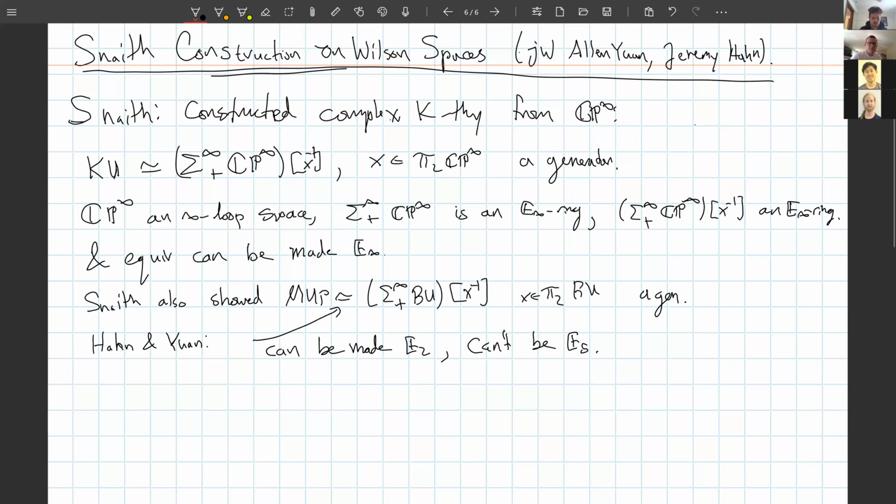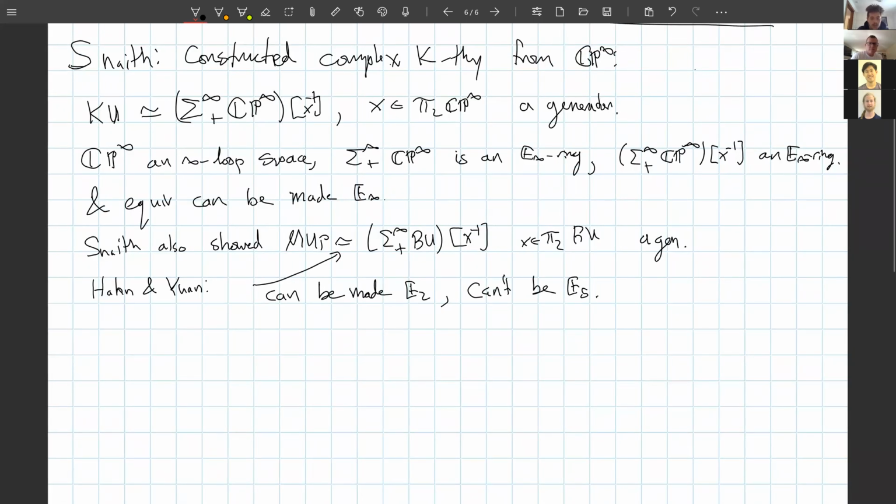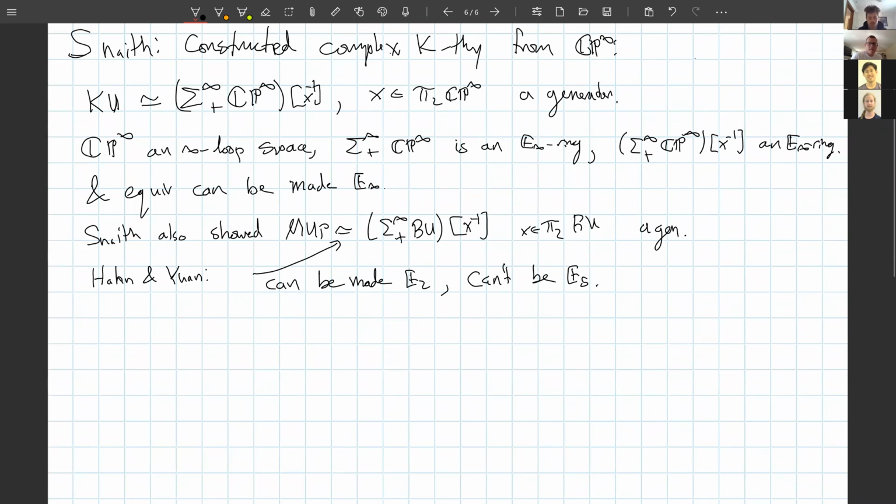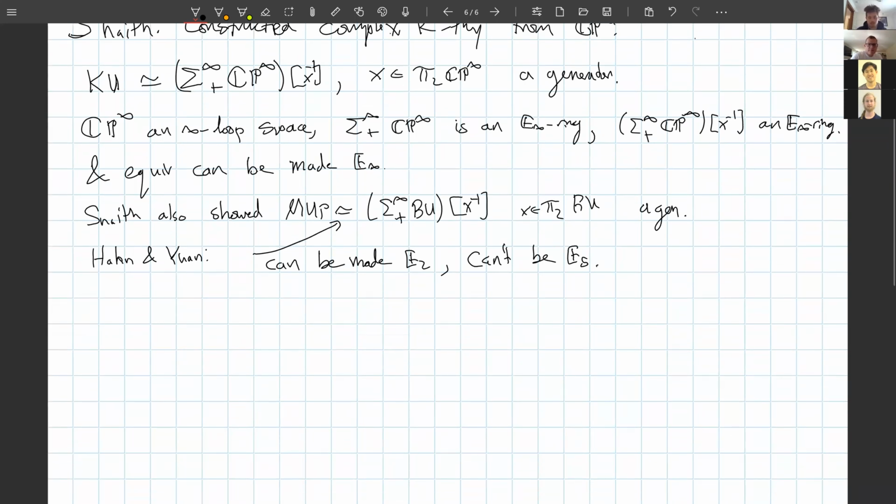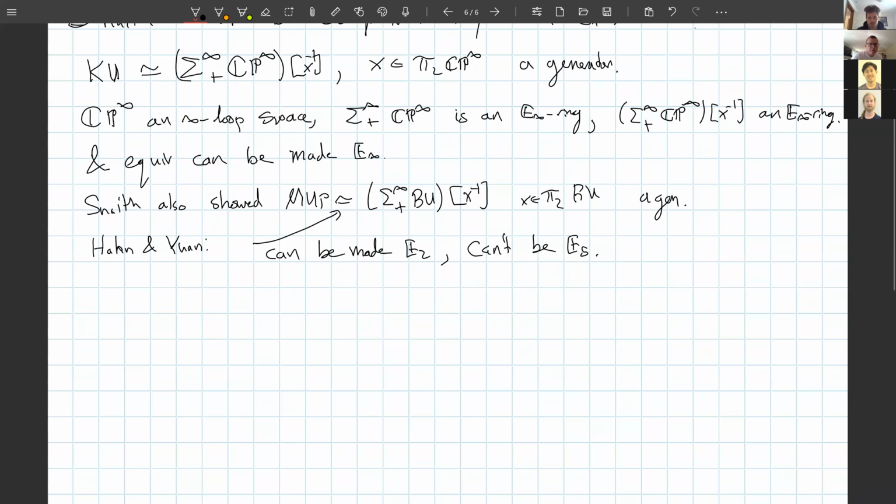The right-hand side has an E infinity structure that comes from the infinite loop structure on BU, and they're actually just different. In fact, BU has 2 different E infinity structures. Presumably, neither of them are the same as the one on MUP. So this gives you 3 different E infinity structures on MUP, if you like. Anyway, so we were interested in generalizing this structure.